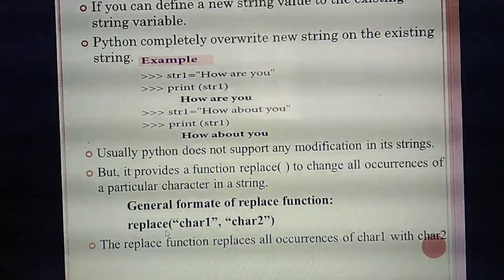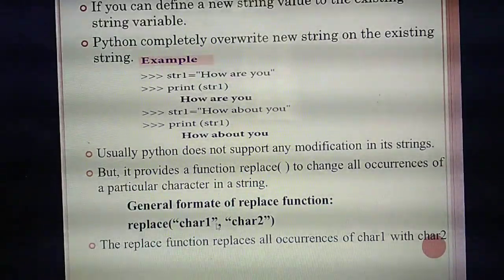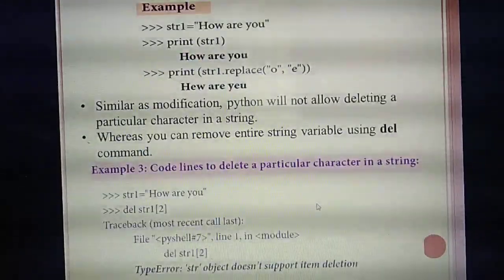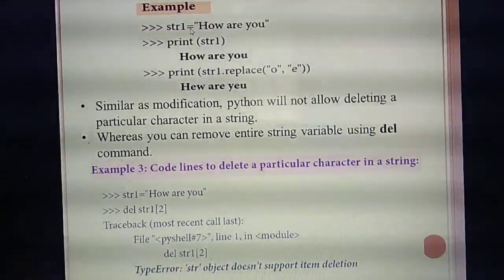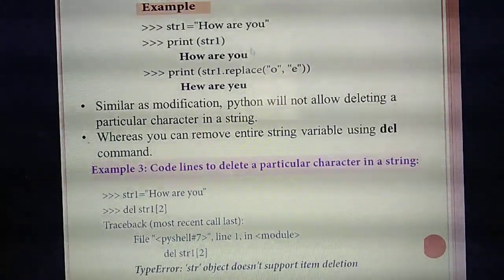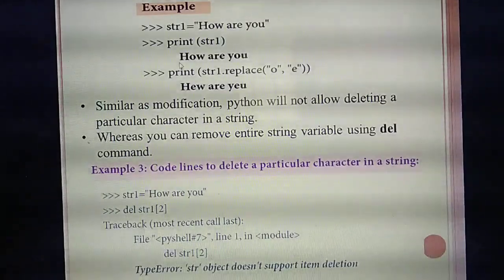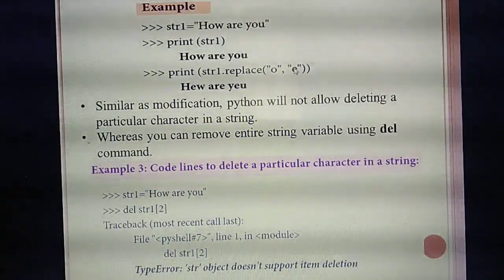See the syntax: replace(character1, character2). What is the meaning of this? If you denote a character, it will replace that particular character. See the next line: the same str1, "how are you". Next you are going to print. What output will you get? "How are you", the same thing. Listen: instead of O, I need to change the letter E in the same sentence.